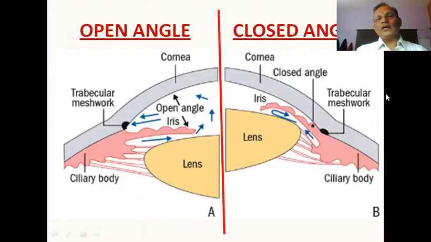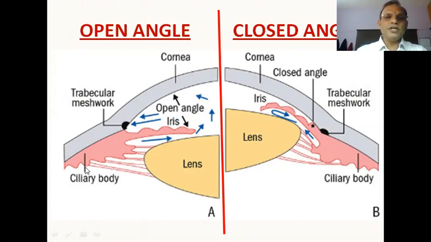Now, after listening to all these things about the angle structures, the importance of each structure, and how aqueous flows from its originating posterior chamber to the anterior chamber and into the aqueous veins, we have to differentiate between the open angle and closed angle. What is open angle? What is closed angle? Here we are going to differentiate, in the same picture, how open angle and closed angle are differentiated. In this picture you can see the open angle.